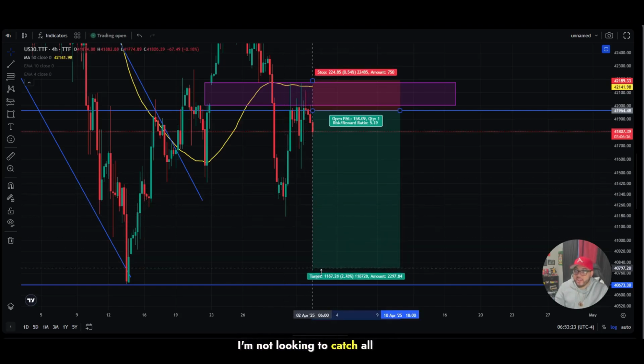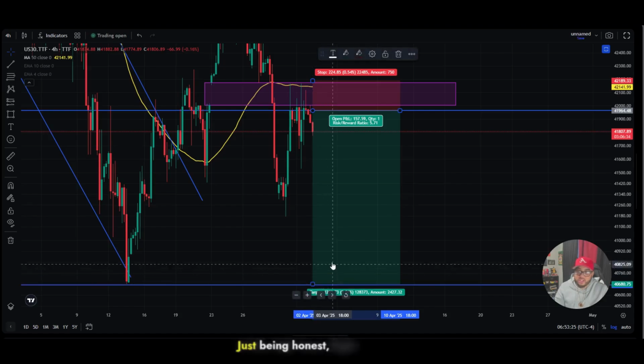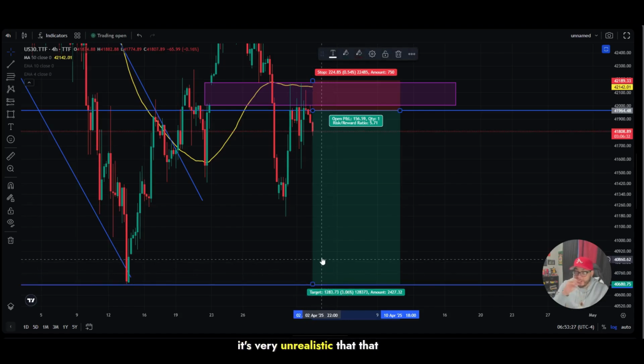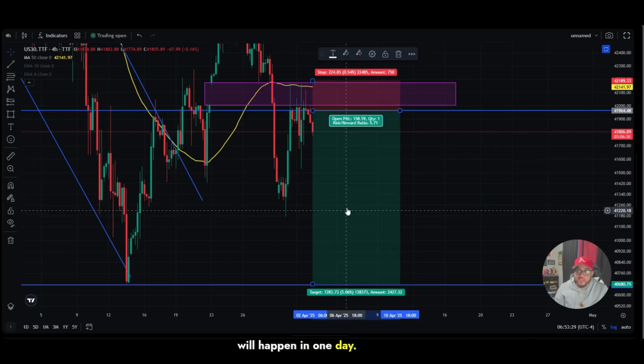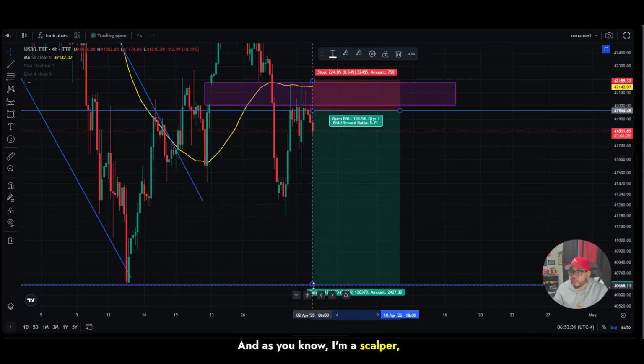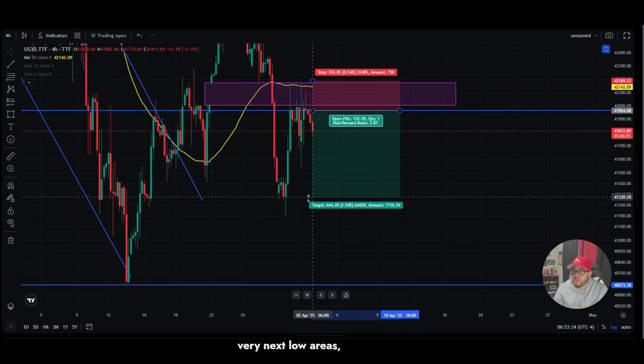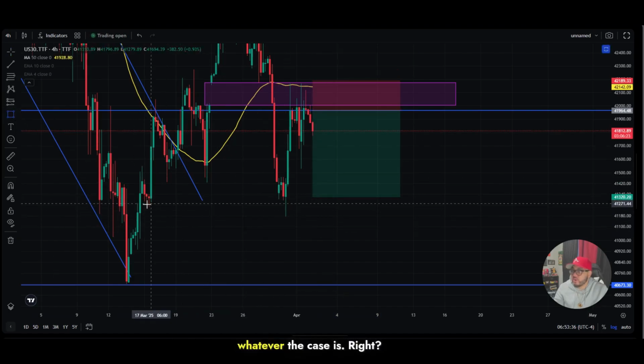I'm not looking to catch all of this right here, right? Just being honest, it's very unrealistic that that'll happen in one day. And as you know, I'm a scalper, right? So I like to put it at the very next low areas, which is support, resistance, whatever the case is, right?